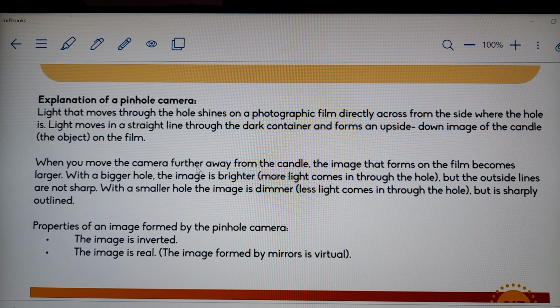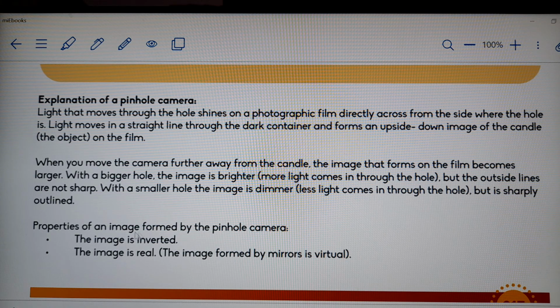When you move the camera further away, this is important and it was not shown in the video, but you need to know this. So if you move the camera further away from the candle, the image that forms on the film becomes larger. Okay, so if you put more distance, the image becomes larger. With a bigger hole, the image is brighter because more light comes in through the hole, but the outside lines are not sharp. With a smaller hole, the image is dimmer, but it is sharply outlined.